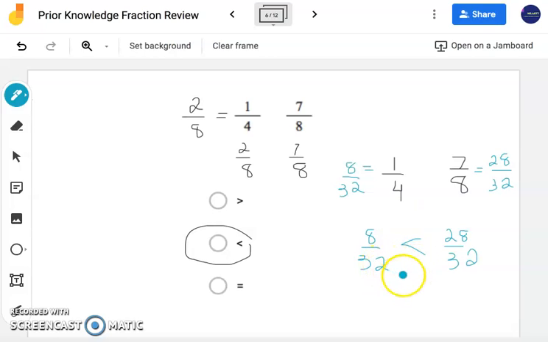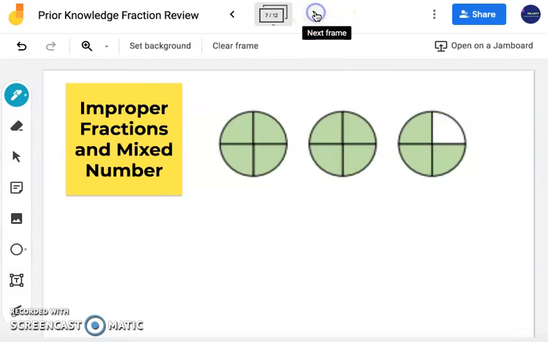Because notice here my numbers were much larger doing it this way than doing it this way, or drawing a picture, or using my fraction strips, or using benchmarks to help. But you choose what works best for you.